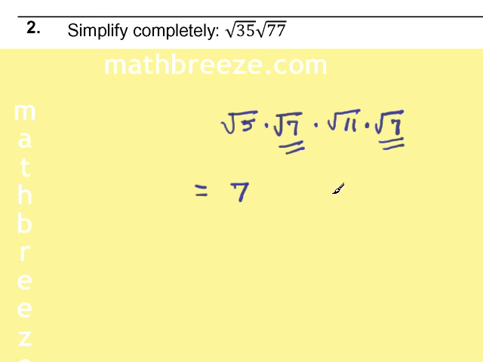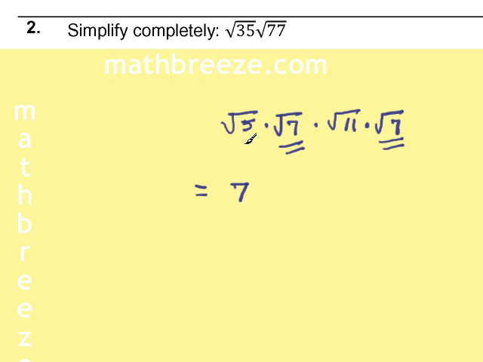And number 2, again, we want to simplify. So rather than multiply 35 times 77, we notice that 35 has a factor of 7, and 77 also has a factor of 7. So let's write 35 as the square root of 5 times the square root of 7. And let's write 77 as the square root of 11 times the square root of 7. And then the square root of 7 times the square root of 7, well, that's equal to 7 outside the square root. So we multiply that to get 7.